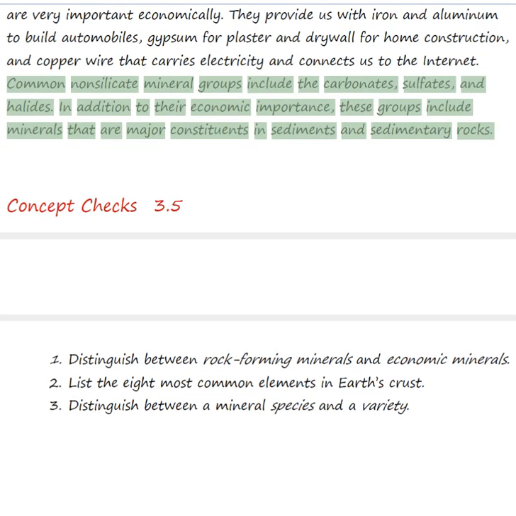Common non-silicate mineral groups include the carbonates, sulfates, and halides. In addition to their economic importance, these groups include minerals that are major constituents in sediments and sedimentary rocks.